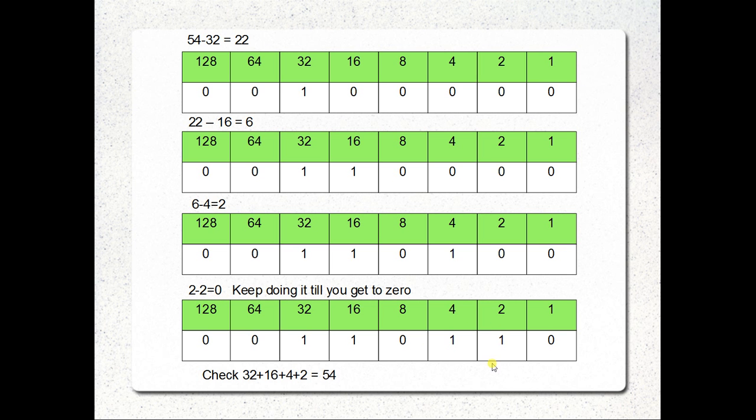Does 4 go into 2? No. Does 2 go into 2? Yes. 1 time with 0 left over. So you keep going until you get the 0. Then just check. What did we do? 32 plus 16 is 48, plus 4 is 52, plus 2 is 54. There we go.